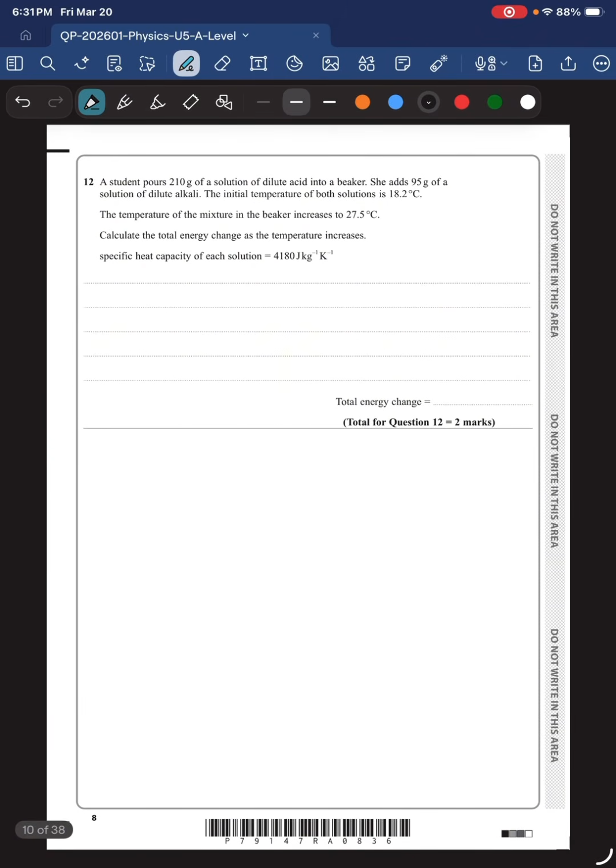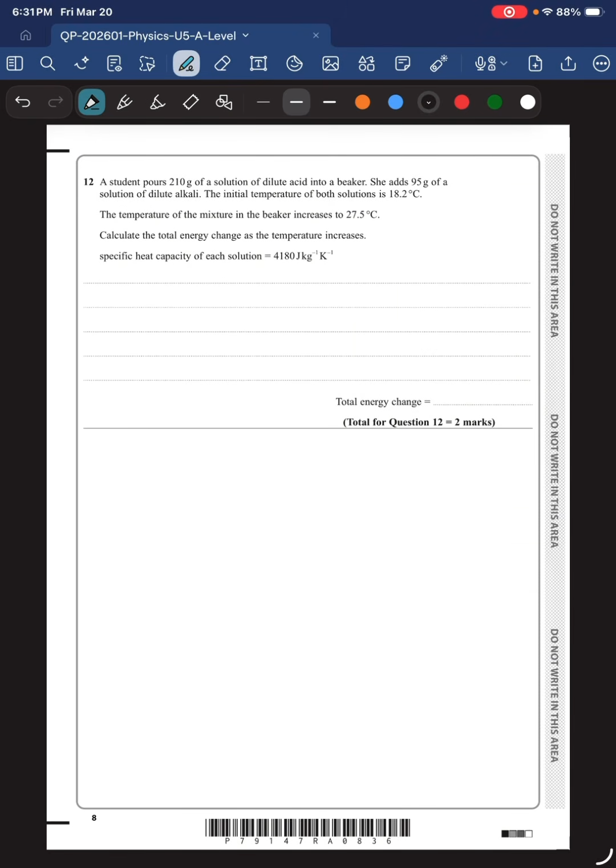Okay, question 12. A student pours 210 grams of a solution of dilute acid into a beaker. She adds 95 grams of a solution of dilute alkali. The initial temperature of both solutions is 18.2 degrees Celsius. The temperature of the mixture in the beaker increases to 27.5 degrees Celsius. Calculate the total energy change as the temperature increases, and they give you the specific heat capacity of each solution to be the same, equal to 4,180 joules per kilogram per Kelvin.